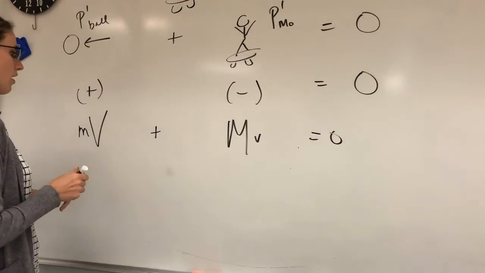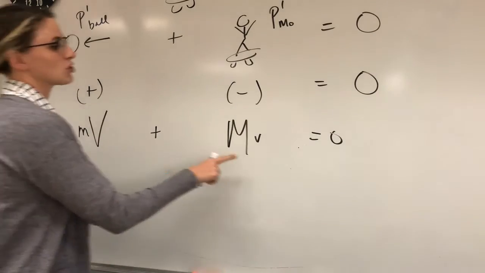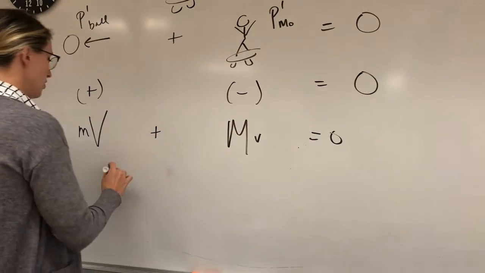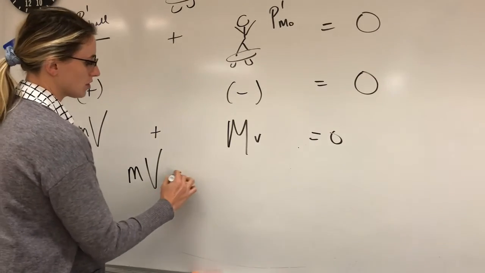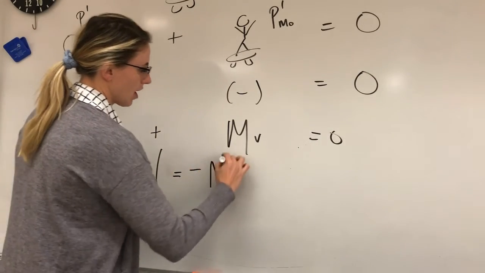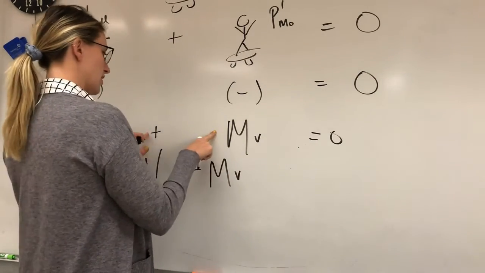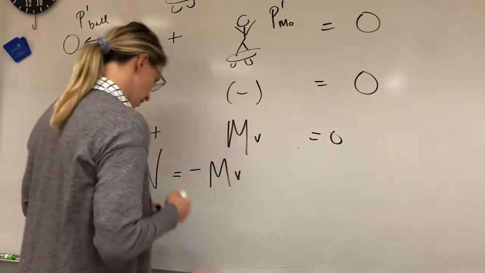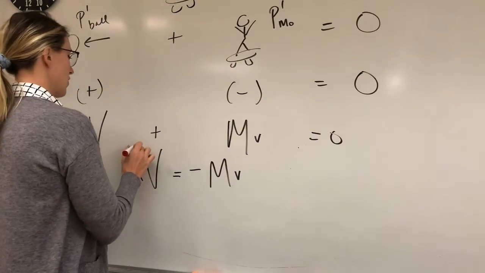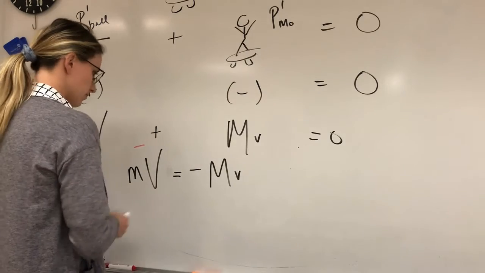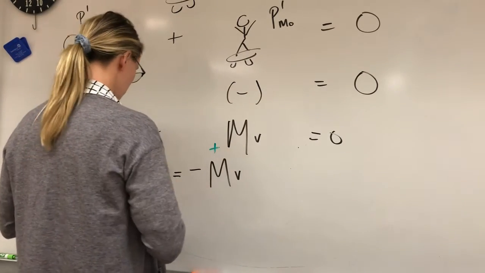Now, what I forgot to do is I'm subtracting this to get it over here. So I have M big V equals negative M little v. It's being added, and I'm subtracting it over here. So as we follow this through, we know that this needs to be a negative number and this needs to be a positive number.